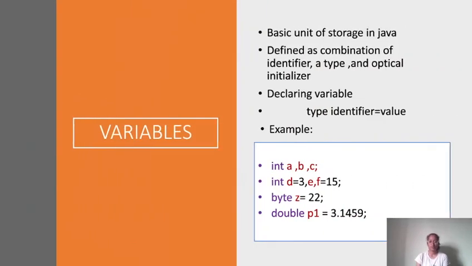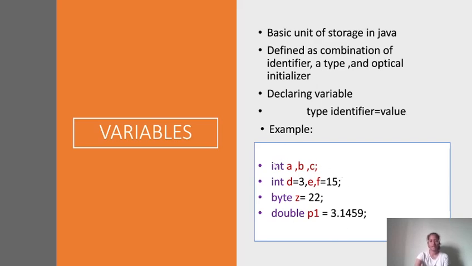Variables. Variables are the basic unit of storage in Java, defined as a combination of identifier, a type, and an optional initializer. The syntax for declaring variables is here: type, identifier, and the value we are supposed to initialize. Here are a few examples of variables.